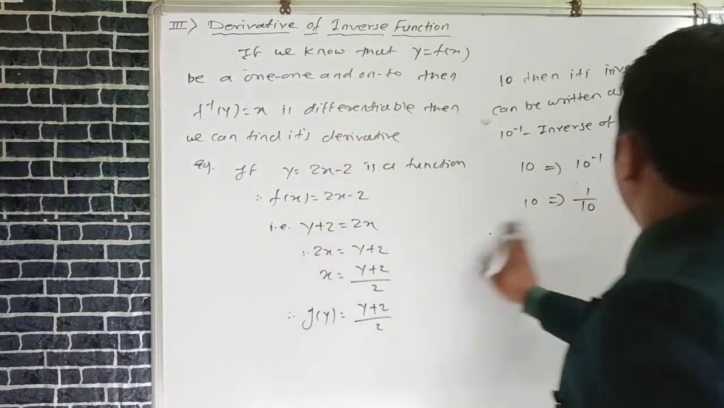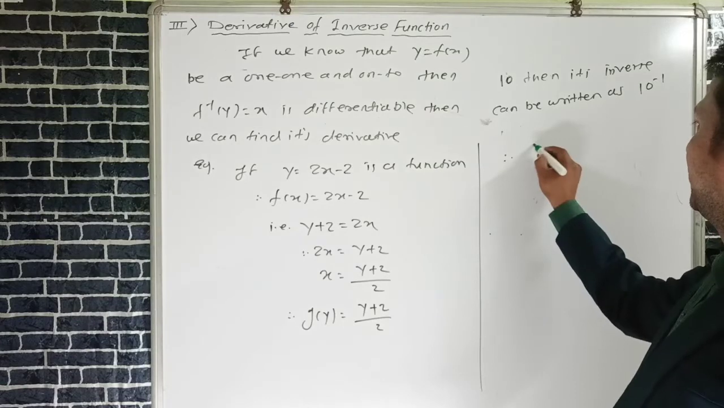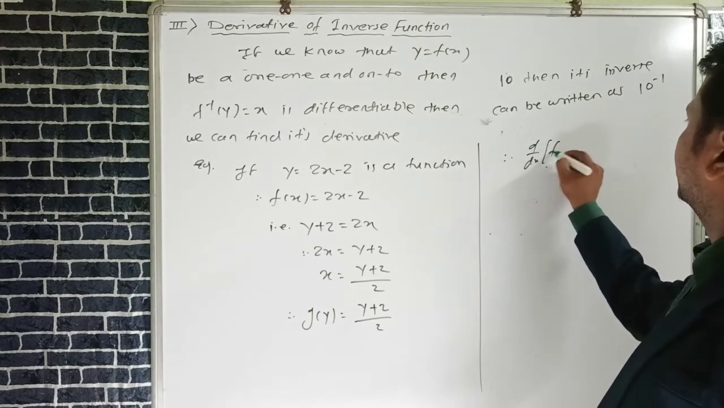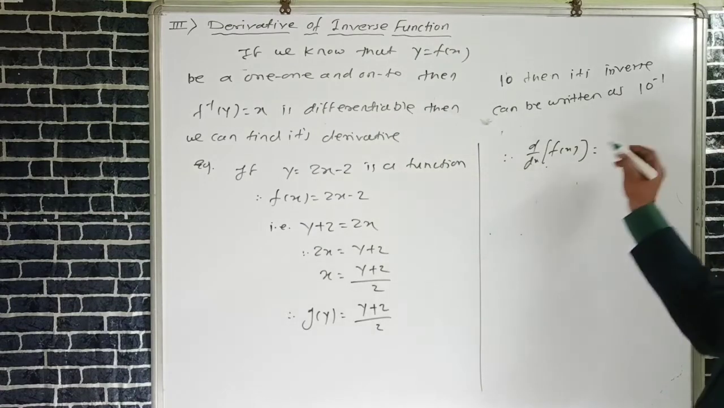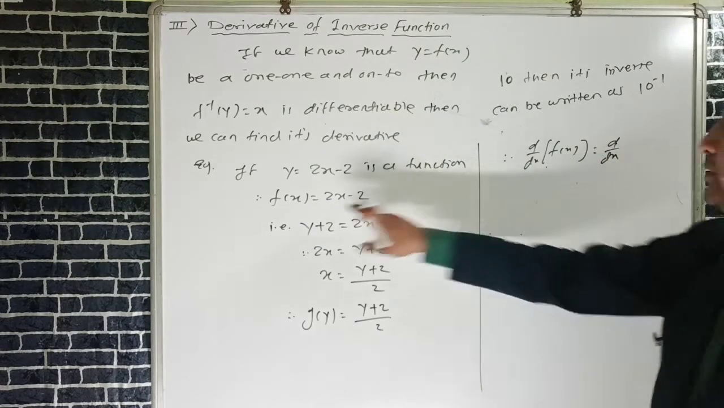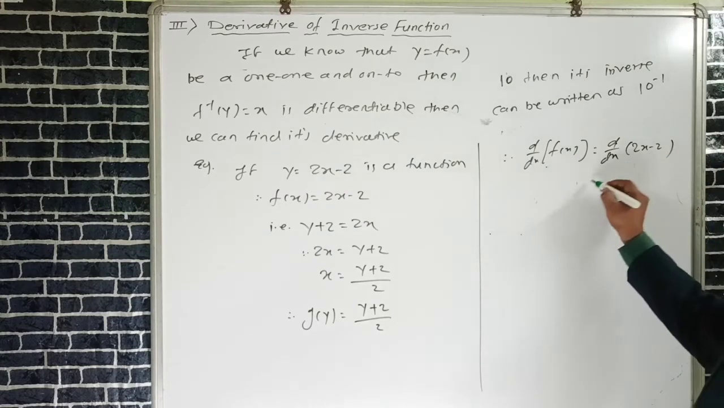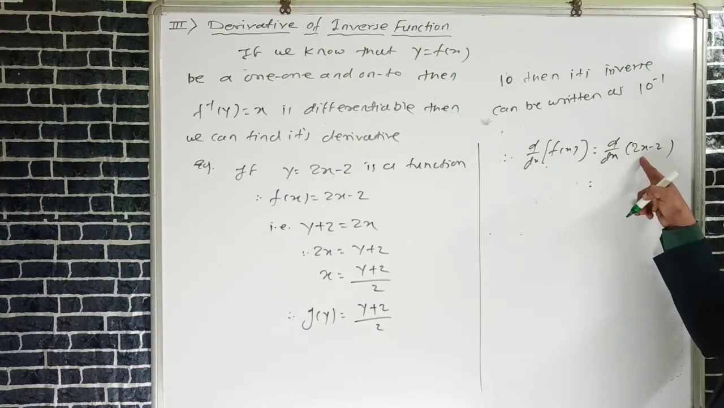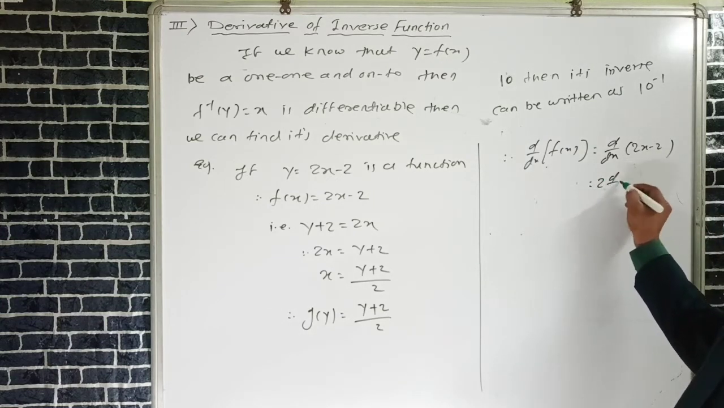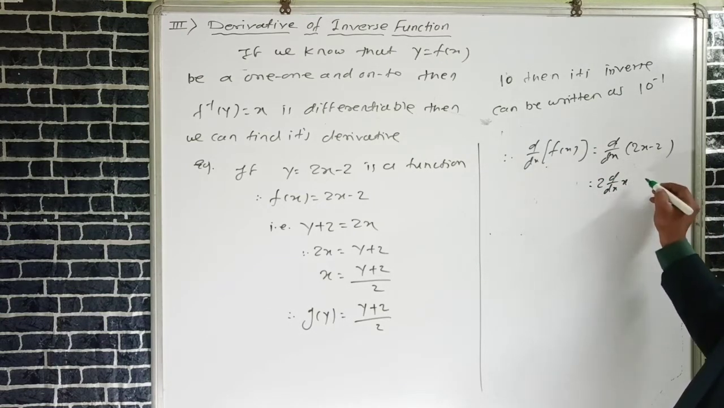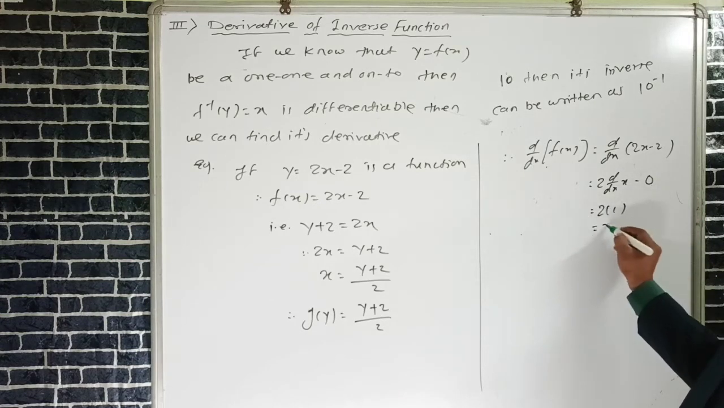If we take the derivative of f of x, the derivative of 2x minus 2, we take separate derivatives of 2x and minus 2. The derivative of 2x: 2 is a constant and the derivative of x is 1, minus the derivative of 2, which is 0. 2 into 1 is equal to 2.